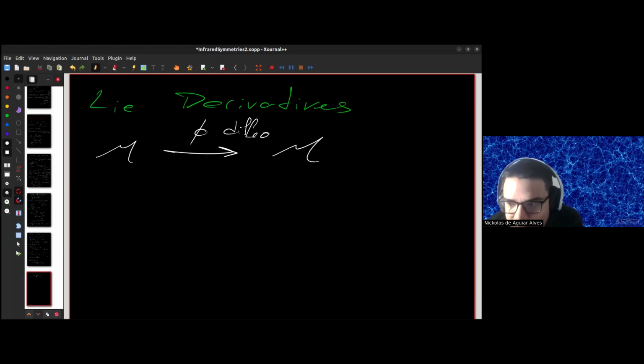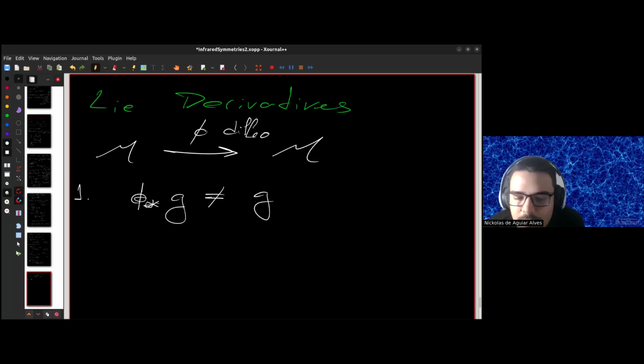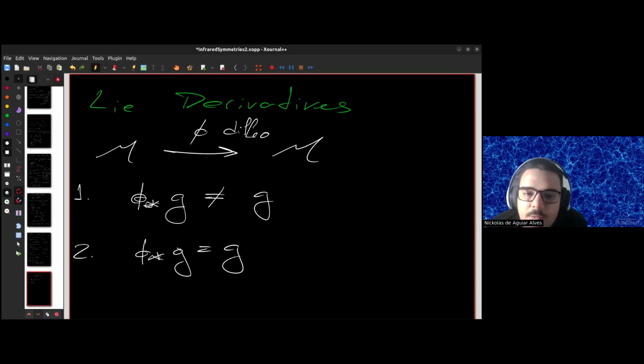And what happens to my tensor field? In particular, what happens to my metric? I have two options. When I consider the transformation here, the first case is that when I transform my metric, I actually get something that is not my original metric. And the second option is that I transform my metric and I get the very same thing. Now, this thing here is similar.